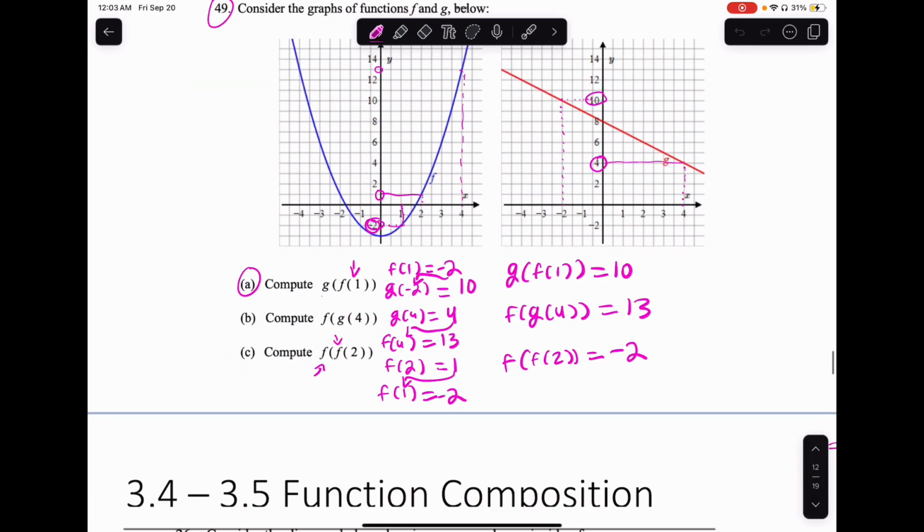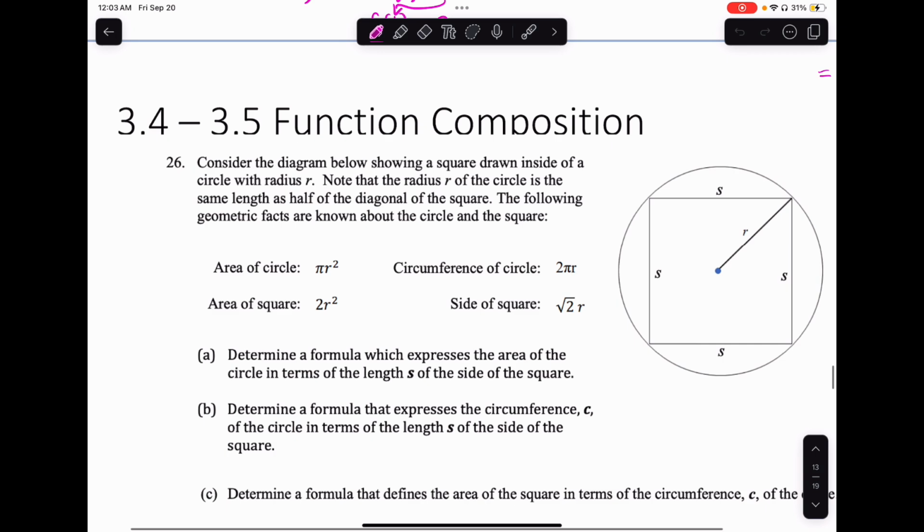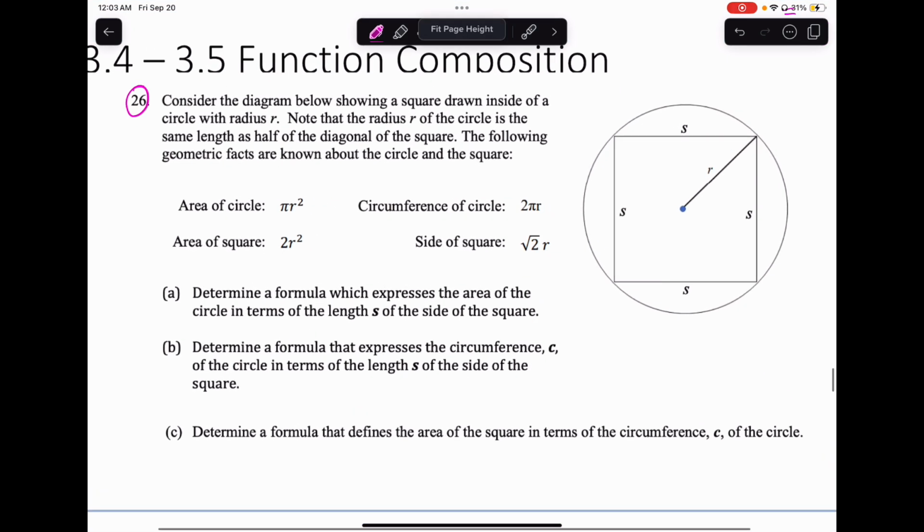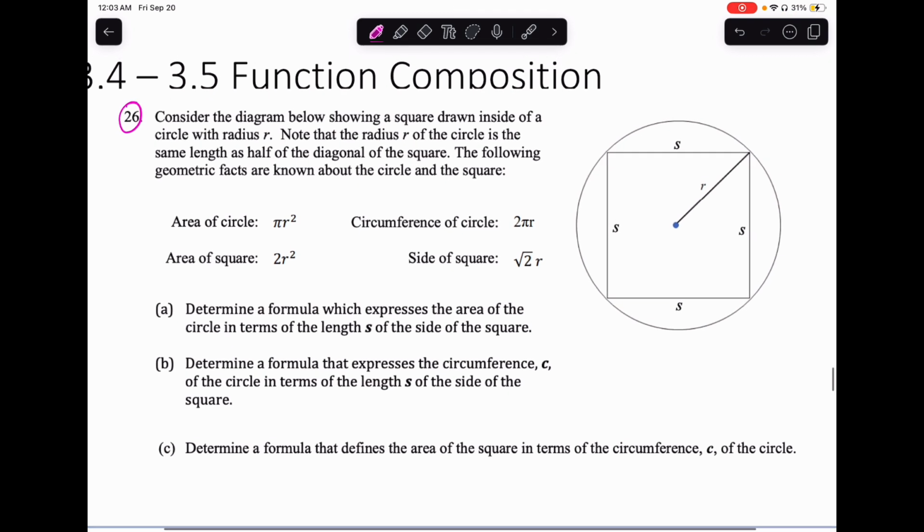Alright, so next up we are continuing function composition. I know a lot of you had questions on this problem, so I pulled it from review number 26. We're given a circle with a square inside of it, and we are asked to determine a formula which expresses the area of the circle in terms of the length s of the side of the square. So first thing, it says determine a formula which expresses the area of the circle. If we look at our equations right here, area of a circle is represented by pi r squared.